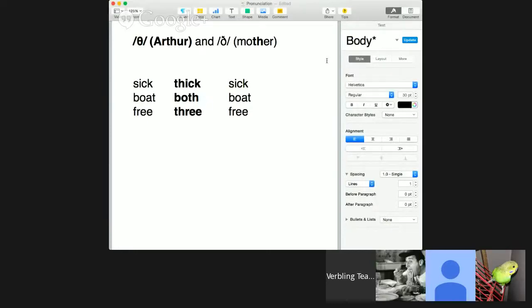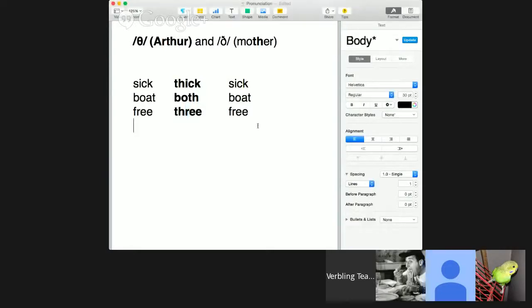Sick, thick, sick. Both, both, both. Free, free, free. Well done, Salvatore. Excellent effort, especially since you're the one who had the most trouble. These first two were perfect. Let's just try this last one more time. Free, free, free. Good. So the R makes it a little bit more tricky, right? Because you have to do the th and then you have to go straight into an R. So that could be one that you could practice with the microphone off. But other than that, well done.